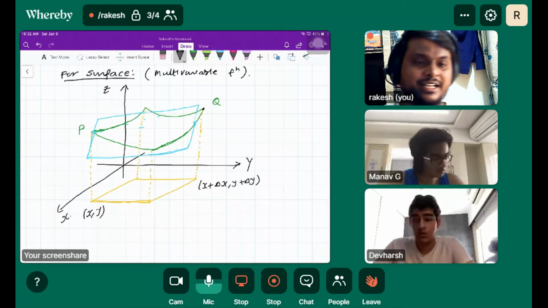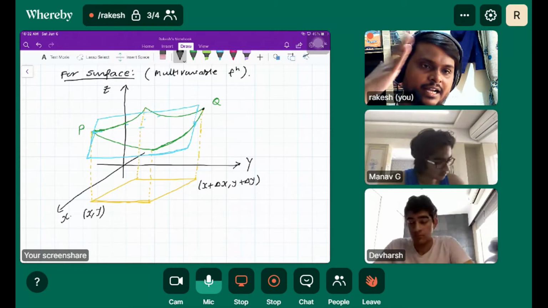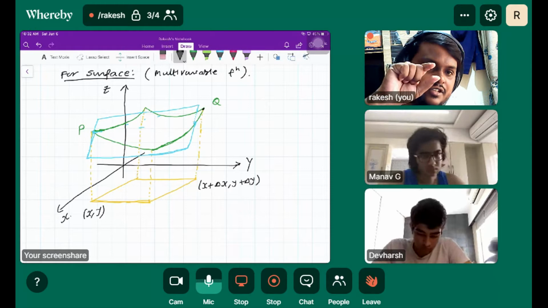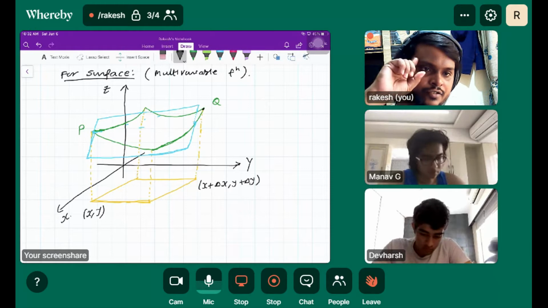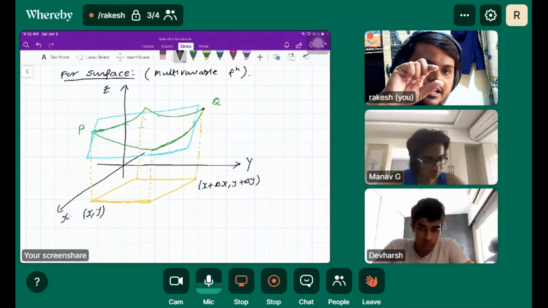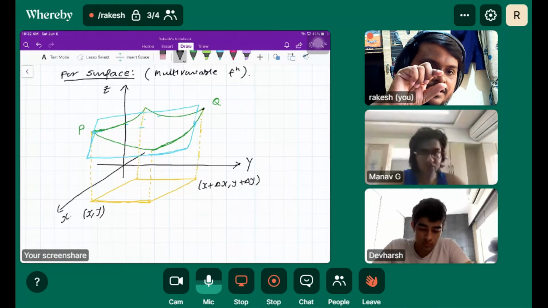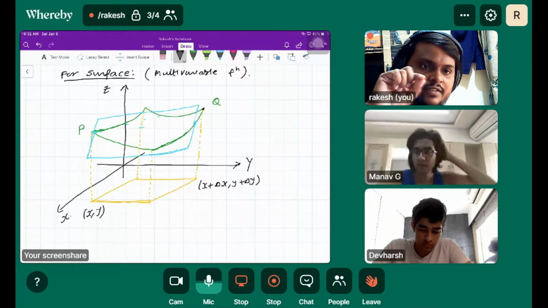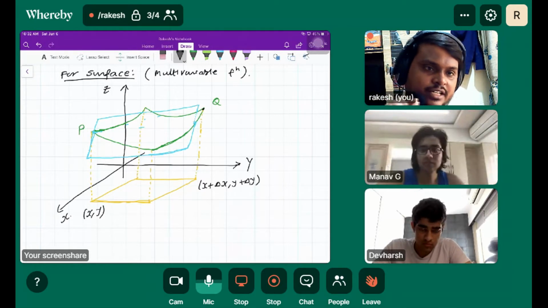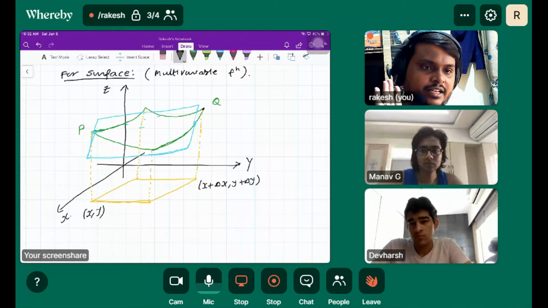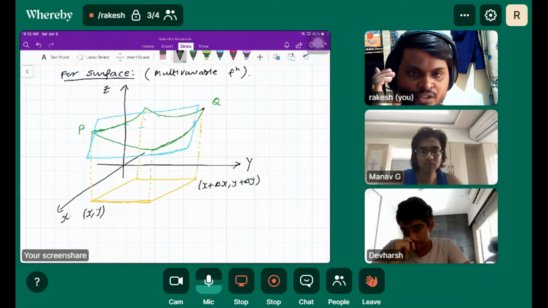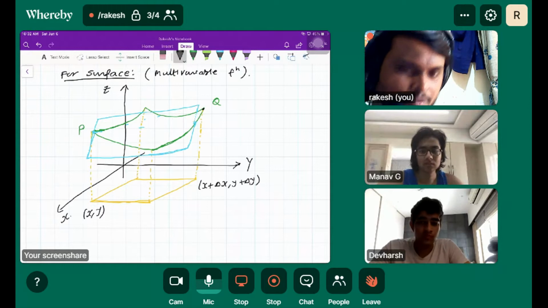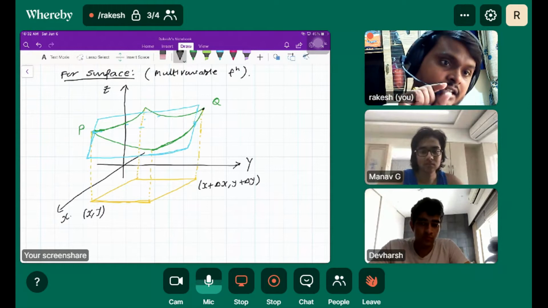So like in the tangent line, the differential was dy, and the formula was dy is equal to f dash x into dx. Am I right? dy is equal to f dash x into dx, right? So now, what would be the differential here?